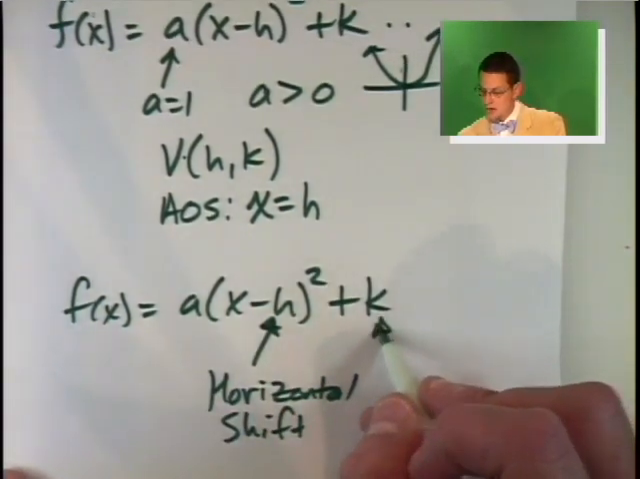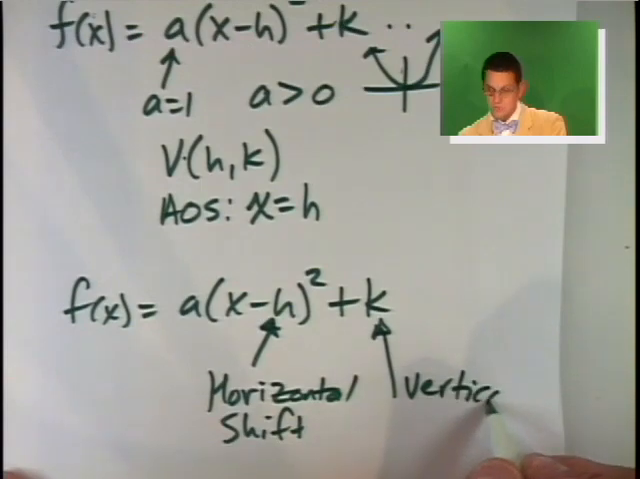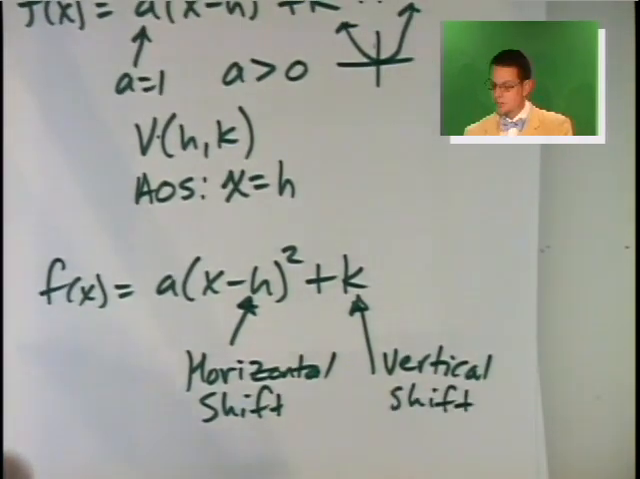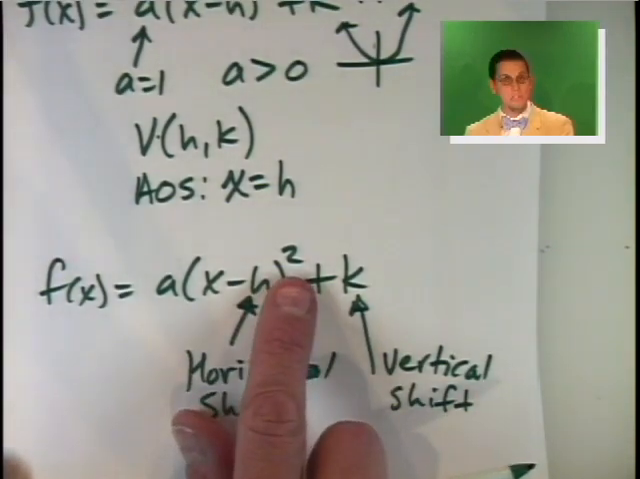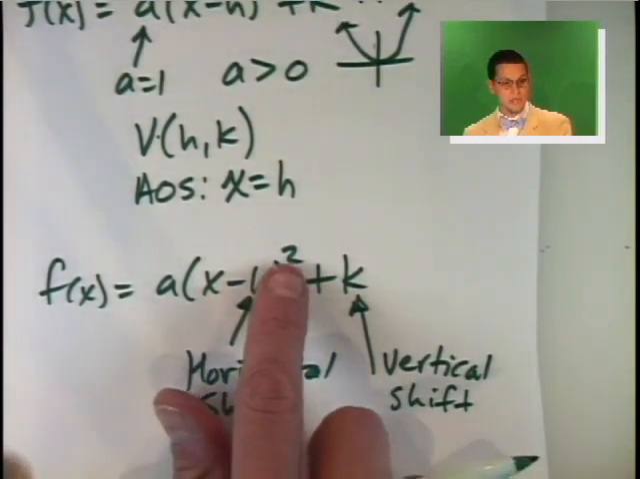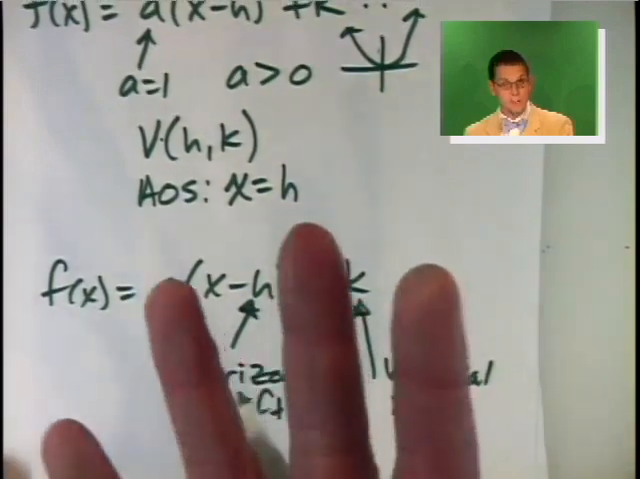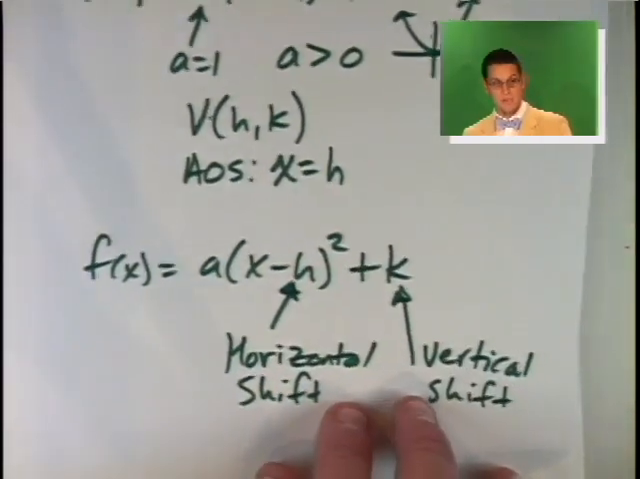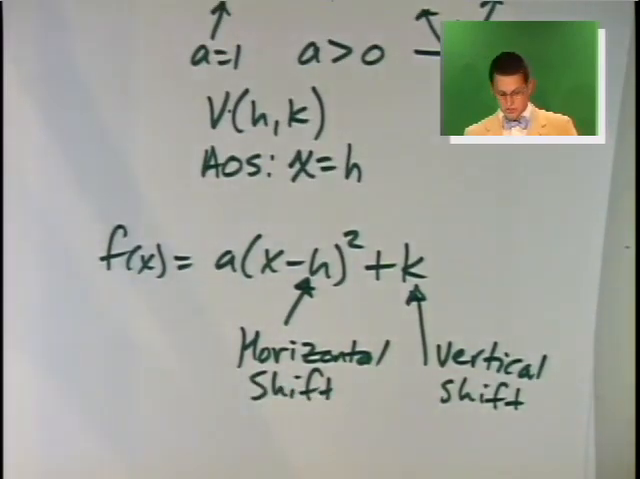Okay? This k out here was our vertical shift. And that moved the graph up or down, and it was exactly as it appears. It's affecting the y values. It is outside the square. So if this was something squared plus 5, it would move it up 5. And if it was something squared minus 5, it'd move it down 5. So we're going to start with just these two today.